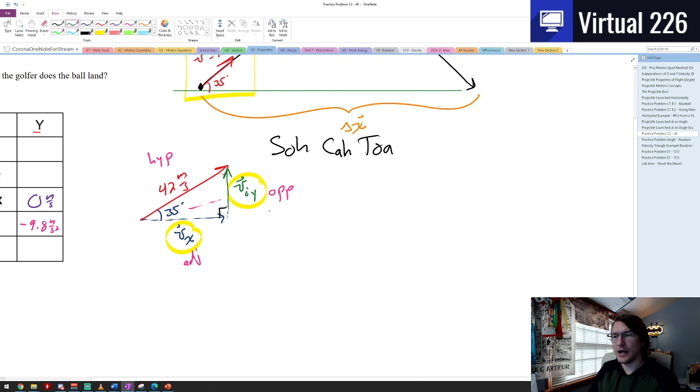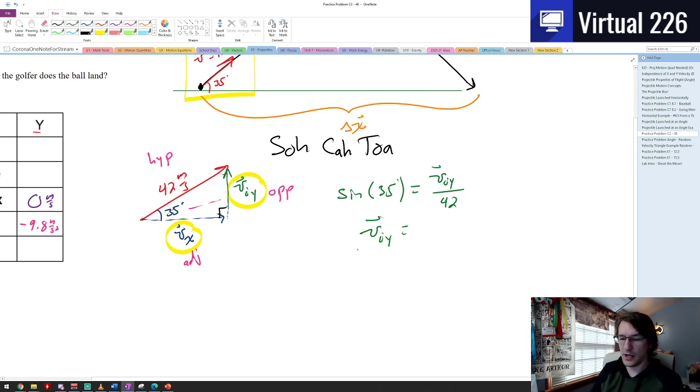If we want the initial y velocity, that's the opposite side, so the sine of 35 degrees equals the opposite, v_iy, over the hypotenuse, which is 42. Make sure your calculator's in degrees. If we multiply each side by 42, we find that the initial y velocity is 42 sine of 35, which I get as 24.09. So 24.09 meters per second. That can go in our box. That's the initial y velocity, 24.09.